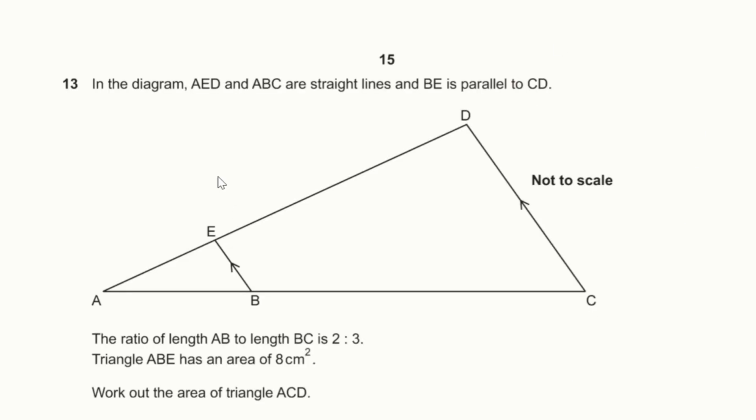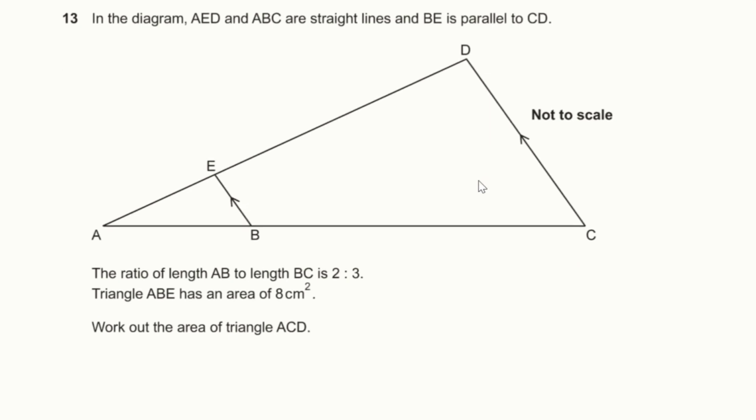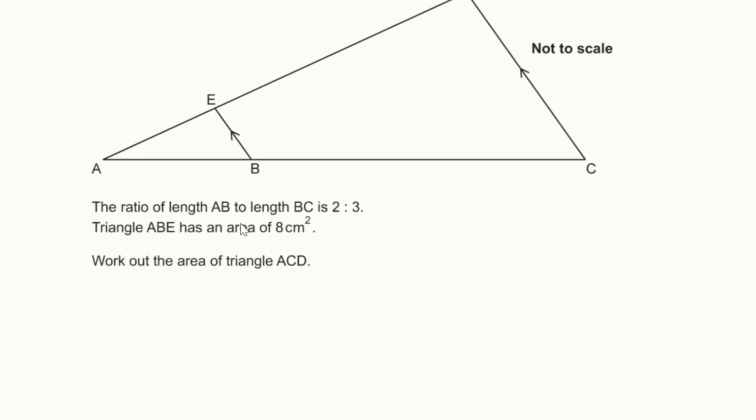Question number 13. In the diagram, AED and ABC are straight lines and BE is parallel to CD. The ratio of the length AB to the length BC is 2 to 3. The triangle ABE has an area of 8 centimeters squared. We have to work out the area of the triangle ACD.